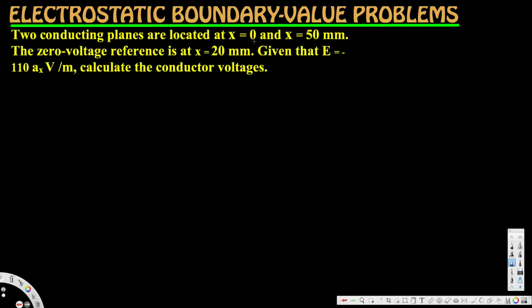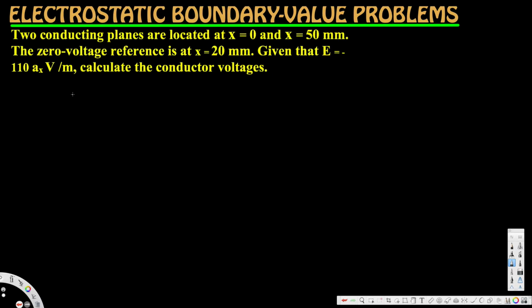Like one is at x equals 0, and the other one is at x equals 50. Now they have given the zero voltage reference is at x equals 20 millimeter. It means the distance from x equals 50 millimeter to the reference is 30 millimeter, because the zero voltage reference is at 20 millimeter. So 50 minus 20, 30 millimeter. That's the first thing we have to know.